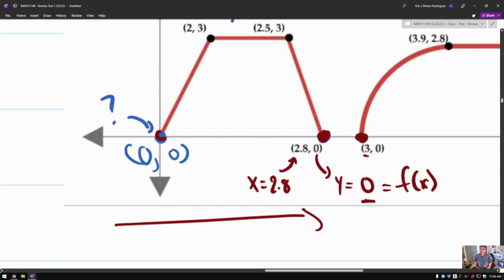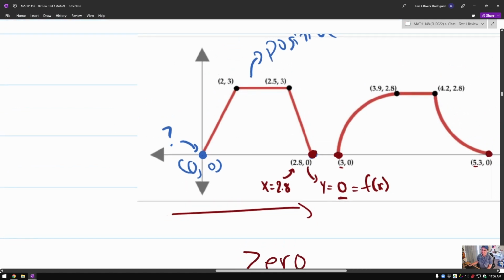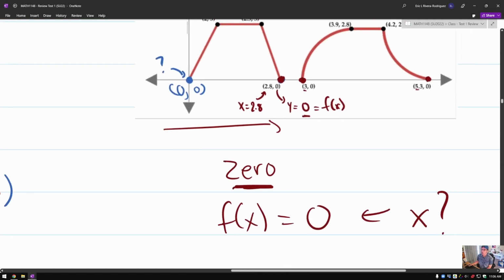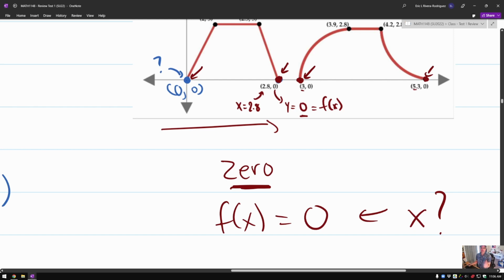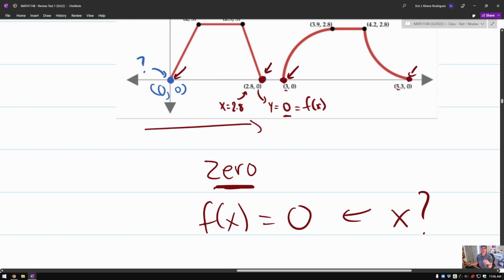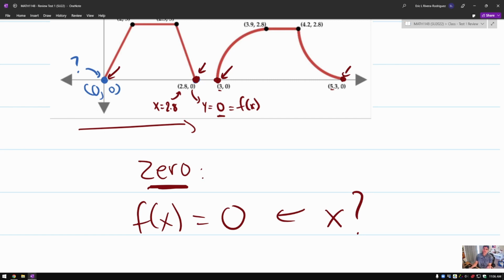What happened with f of x? What are those values that make f of x equal to 0? Well, we have only 4. We have one here, another one here, and the last one is here. So we have 4 values. That's a finite amount of points or numbers. So we don't need to use intervals, we need to use set notation. Okay, so we are going to use set notation in this case.